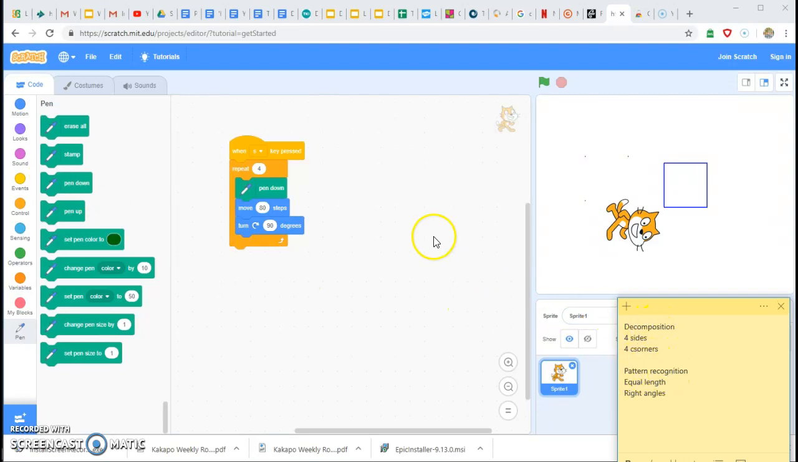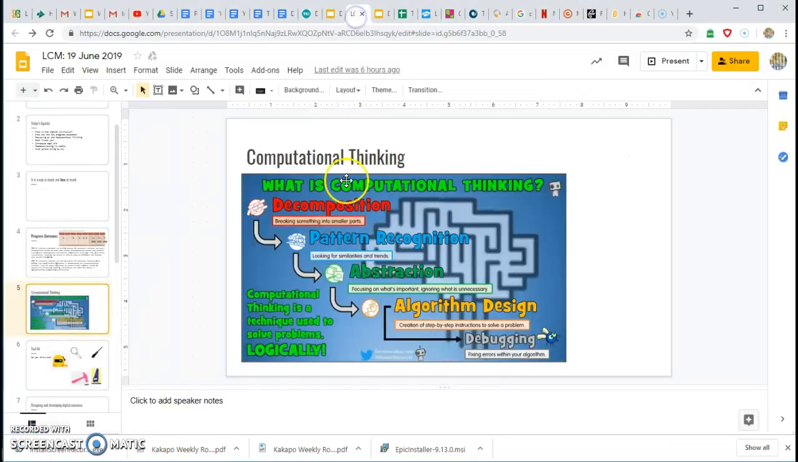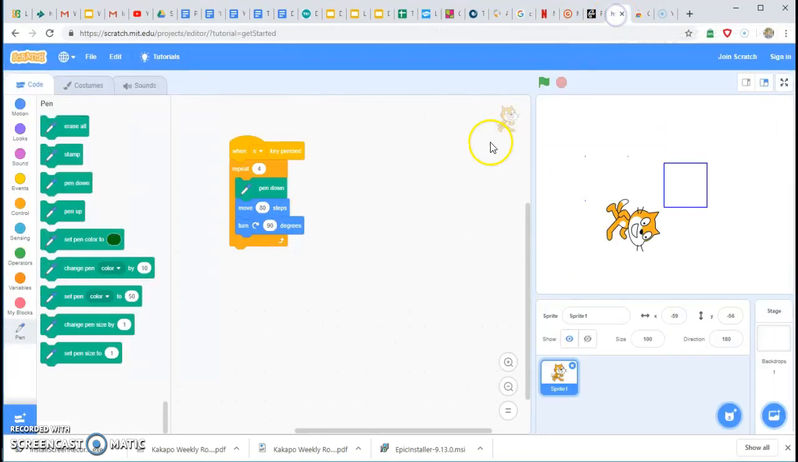Decomposition, pattern recognition, algorithm design. I'm pretty sure that we used, what's that one? Abstraction, yeah. Focusing on what was important and ignoring the unnecessary. So we did only add code that was important and necessary. And we debugged because we didn't put the pen down the first time. We put it up. So there you go. There's a square. Boom.